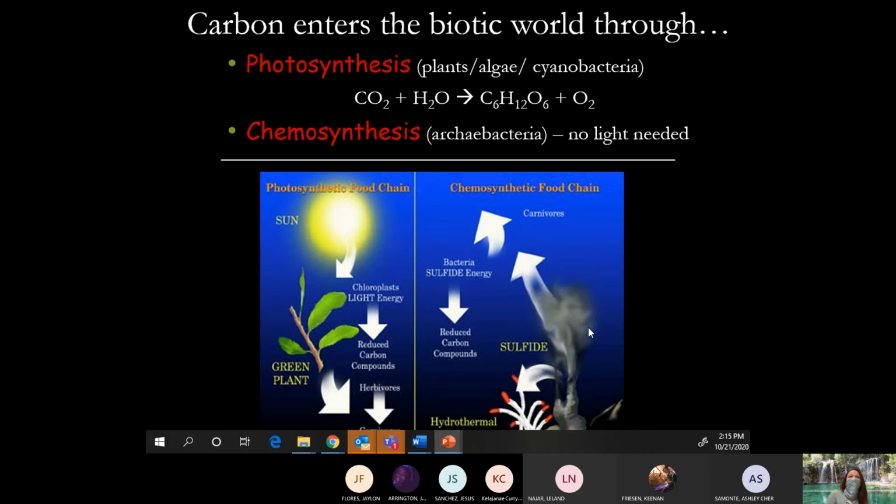All right, so carbon enters the biotic world through photosynthesis. So your plants, your algae, your cyanobacteria, you guys should recognize that from last year or whenever you took biology. It also happens through chemosynthesis. That's archaeobacteria where there's no light needed.